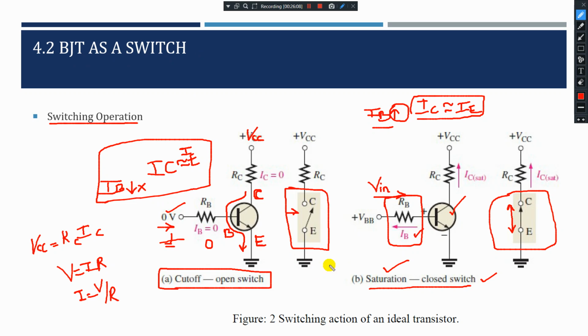BJT as a switch. How the switch can perform as an open switch, or how it can perform as a closed switch. Okay, let us see once again how the switch works. Exactly how it works. So the transistor is also called a switch. It's very popular. We call it a transistor as a switch.